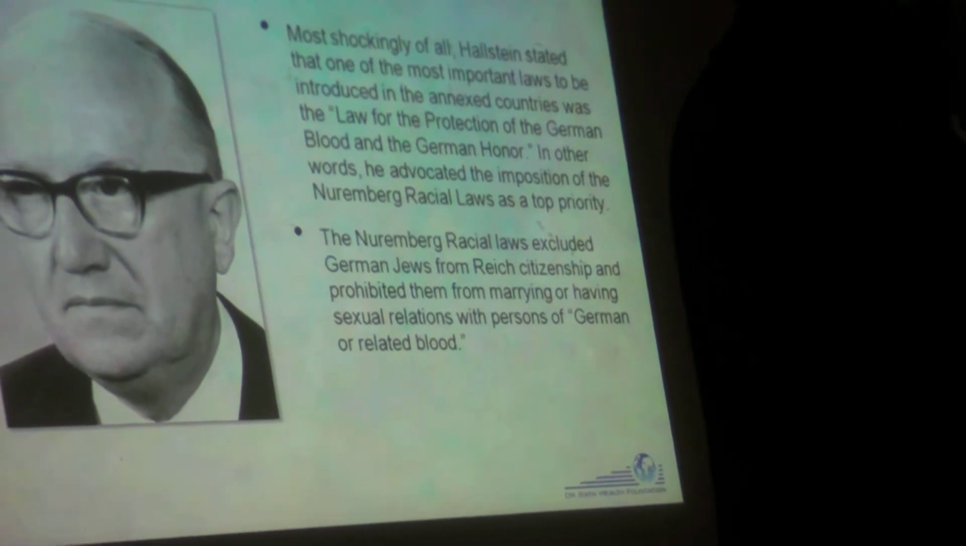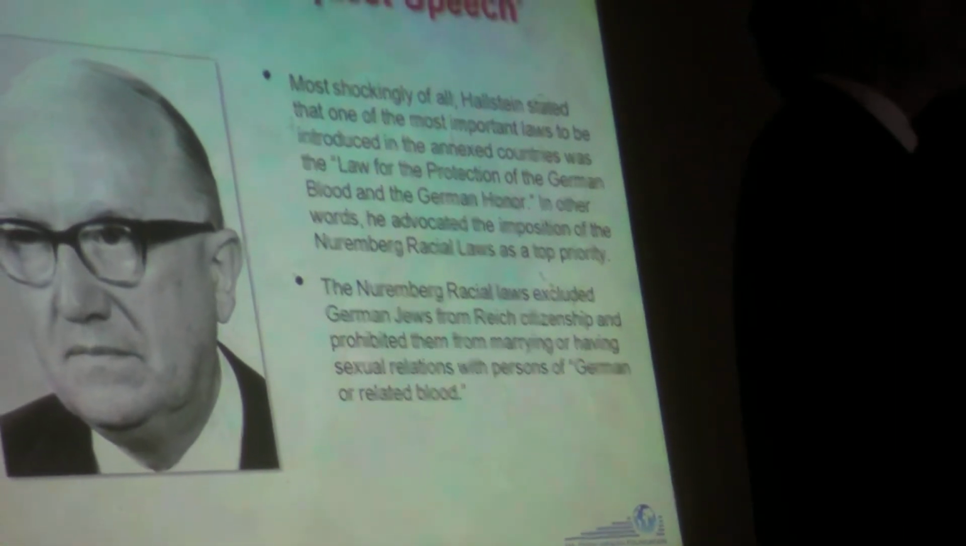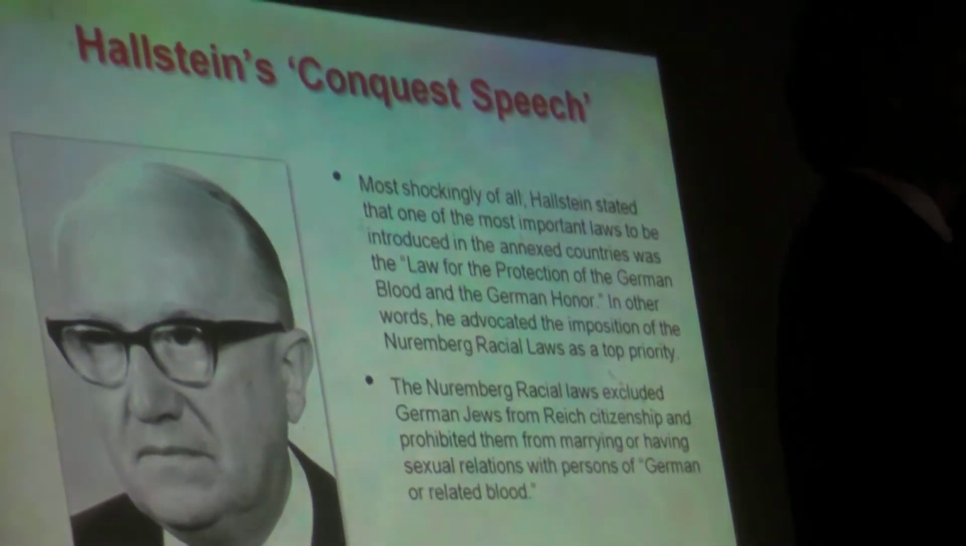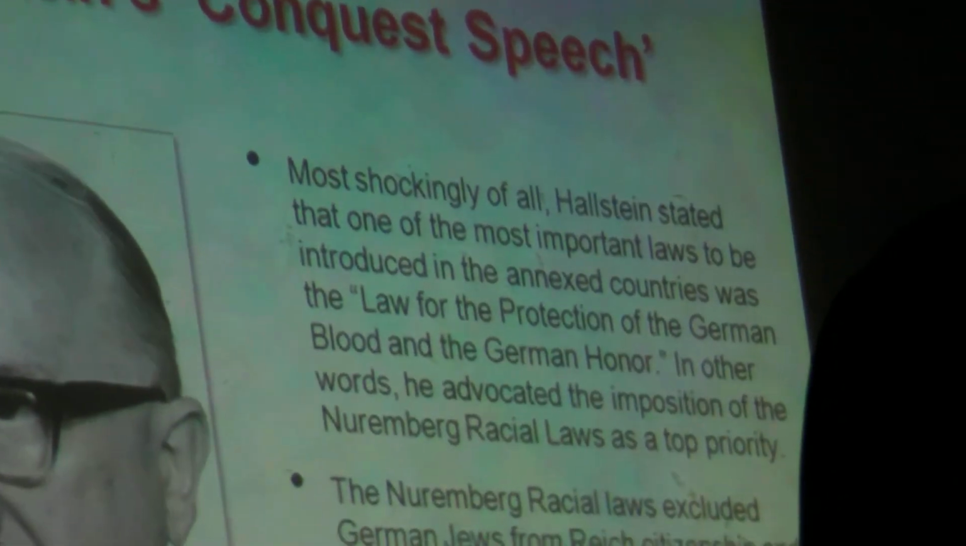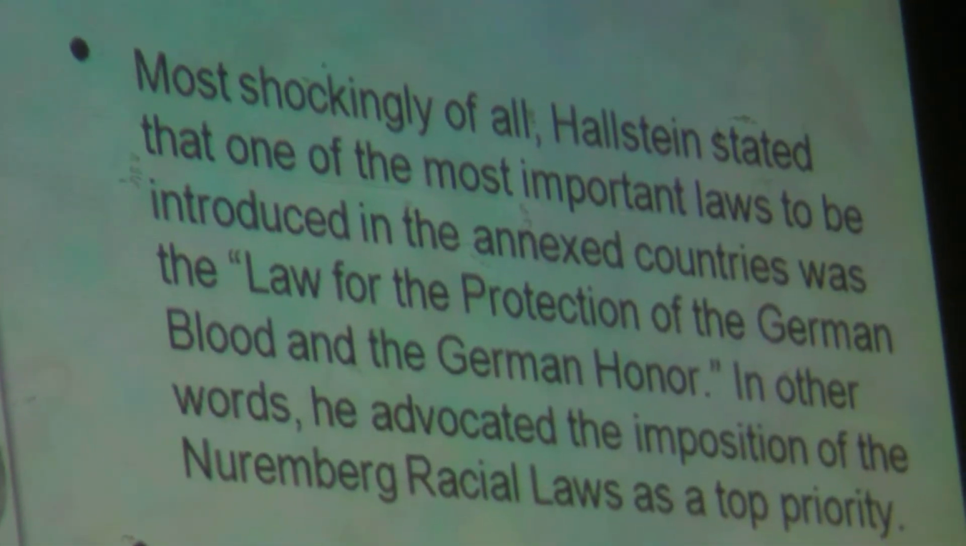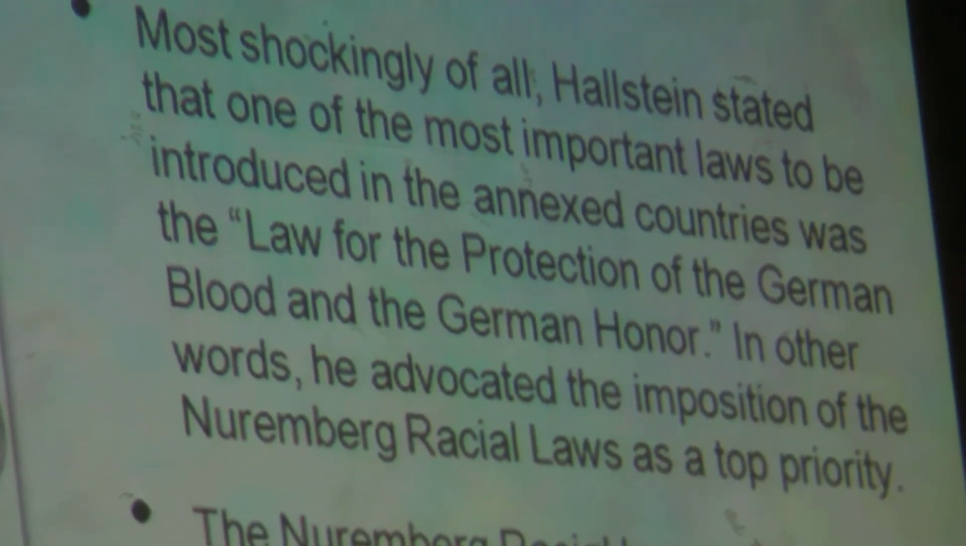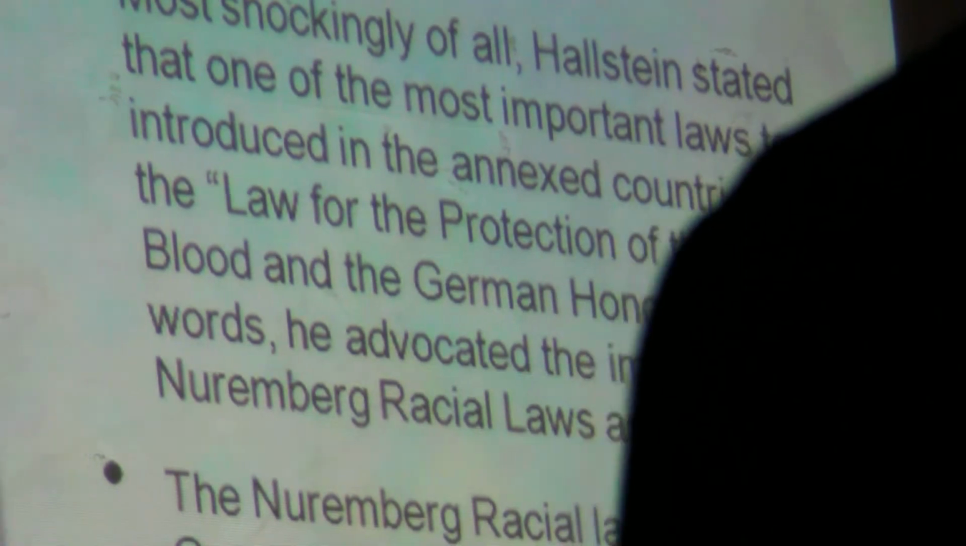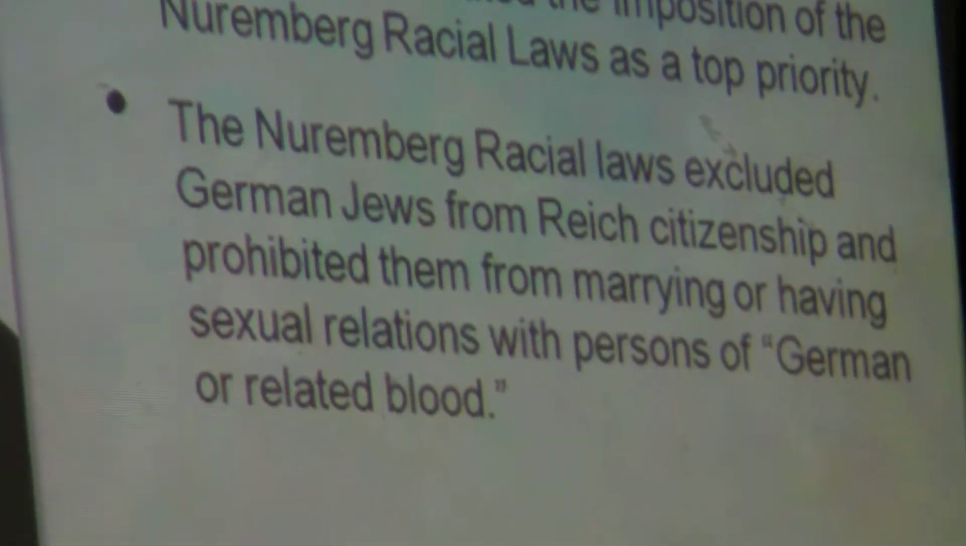But perhaps the most shocking part of all of this speech was that Hallstein specifically stated that one of the most important laws to be produced in the invaded and seized countries, the annexed countries, as they're called, was the law for the protection of the German blood and the German honour. In other words, he advocated the imposition of the Nuremberg racial laws as a top priority in those countries.